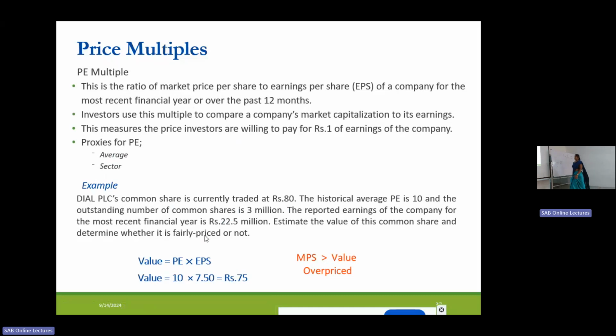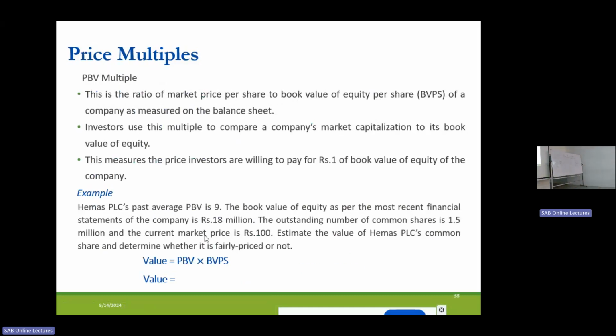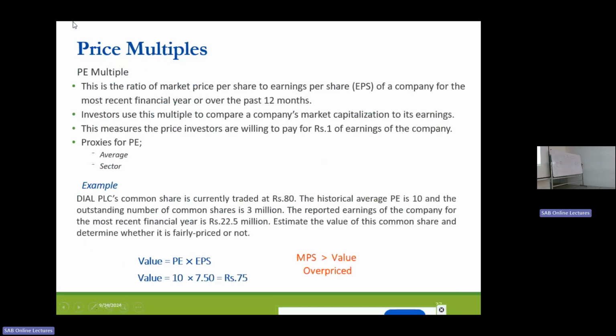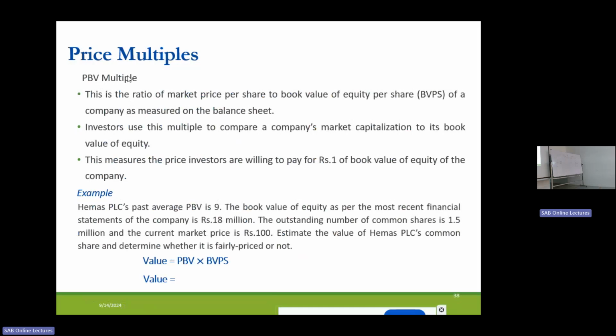Now if you look at this one, book value based. Price to book value. This is the price to book value multiple, the ratio of market price per share to book value of equity. Book value of a share of a company is measured on the balance sheet, so this is based on balance sheet information. Investors use this multiple to compare the company's market capitalization to its book value of equity. This measures the price investors are willing to pay for 1 rupee of book value of equity of the company.